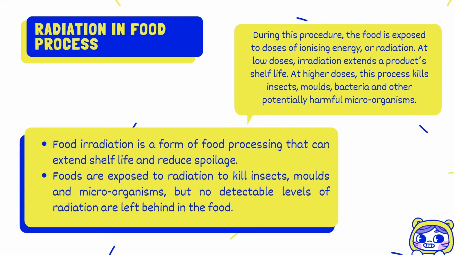Radiation in food process. Food irradiation is a form of food processing that can extend shelf life and reduce spoilage. Food is exposed to radiation to kill insects, moths, and microorganisms, but no detectable levels of radiation are left behind in the food. During this procedure, the food is exposed to doses of ionizing energy or radiation. At low doses, radiation extends a product's shelf life. At high doses, this process kills insects, moths, bacteria, and other potentially harmful microorganisms.